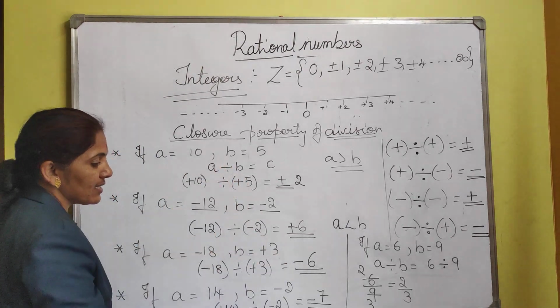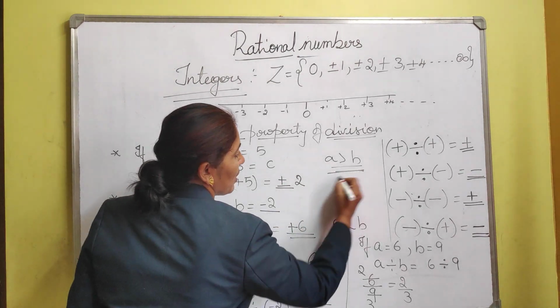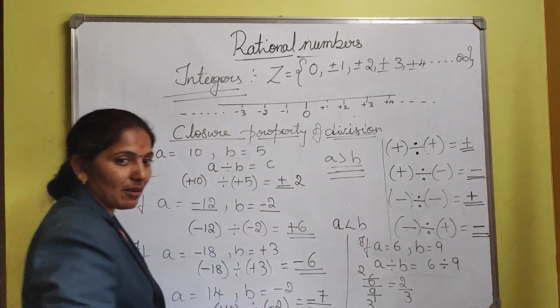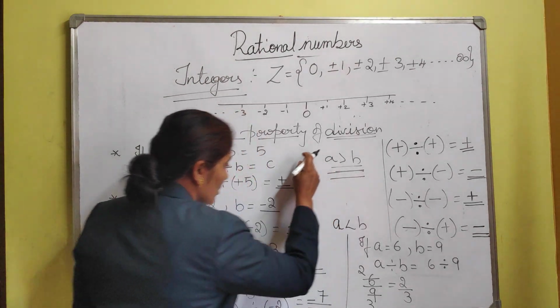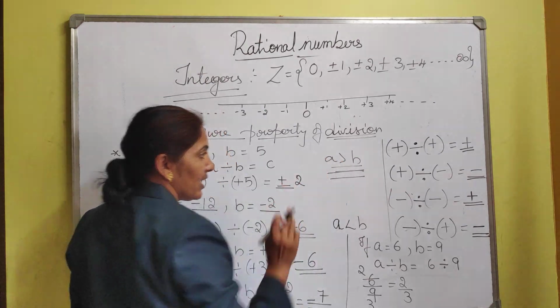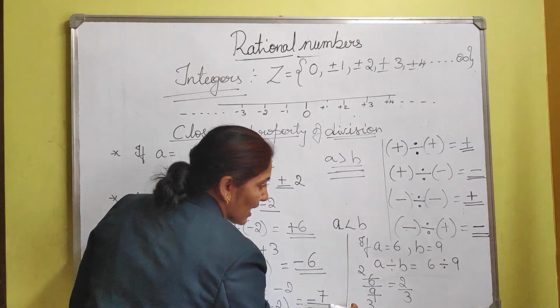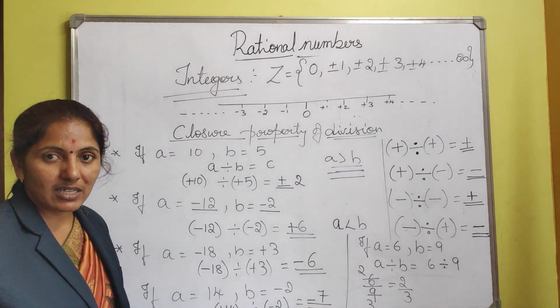In all the earlier cases, it was holding good. Why? It is only because A was greater than B. The value of A was greater than B, so it was satisfying the rule of division. But in this case, A is less than B. So the division does not satisfy.